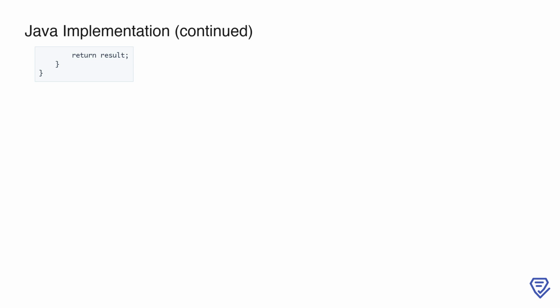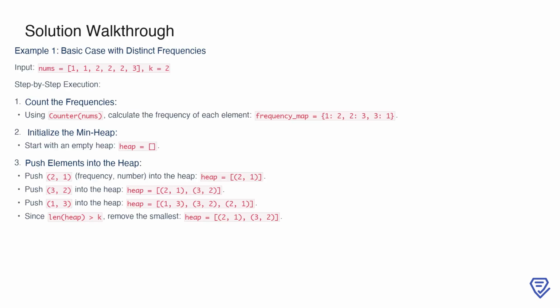This completes the implementation, providing an efficient way to solve the problem using a combination of a frequency map and a min heap. Let's start by considering the example where the input array is nums equals 1, 1, 2, 2, 2, 3, and we need to find the top two most frequent elements. The first step is to count the frequency of each number using the counter class. This gives us a frequency map, 1: 2, 2: 3, 3: 1, meaning the number 1 appears twice, 2 appears 3 times, and 3 appears once.